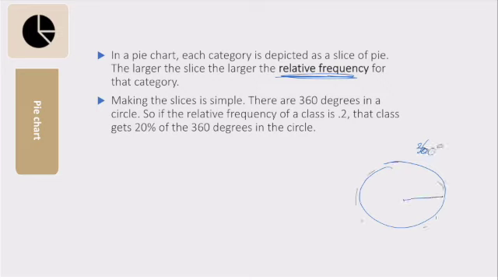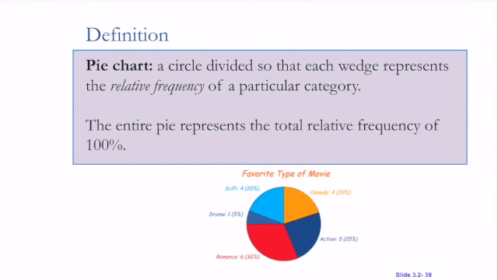So if the relative frequency of a class is 0.2, that class gets 20% of the 360 degree circle. So let me try and guesstimate 20%. Well, that's like a fifth, so it'd be a lot bigger, right? 0.2 or 20%, just an estimate. So the entire pie represents 100%. So here we have people's favorite type of movie: comedy, sci-fi, drama, romance, or action, divided up into an example of a pie chart.